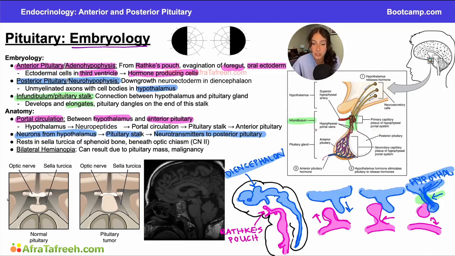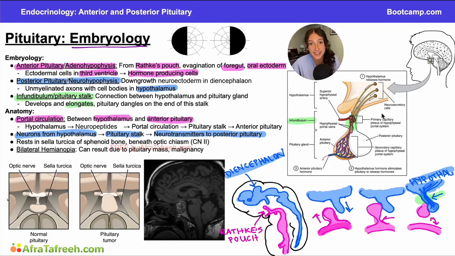But the anterior pituitary doesn't have that. And that should make sense to you because the anterior pituitary arose out of Rathke's pouch. It arose out of foregut. So it's not going to have that direct highway to the hypothalamus because it was not a part of the diencephalon or part of the neural tube initially. So there's a little bit of a barrier to communication between the hypothalamus and the anterior pituitary because we don't have that direct neural connection that the posterior pituitary has. So how do we get around this?